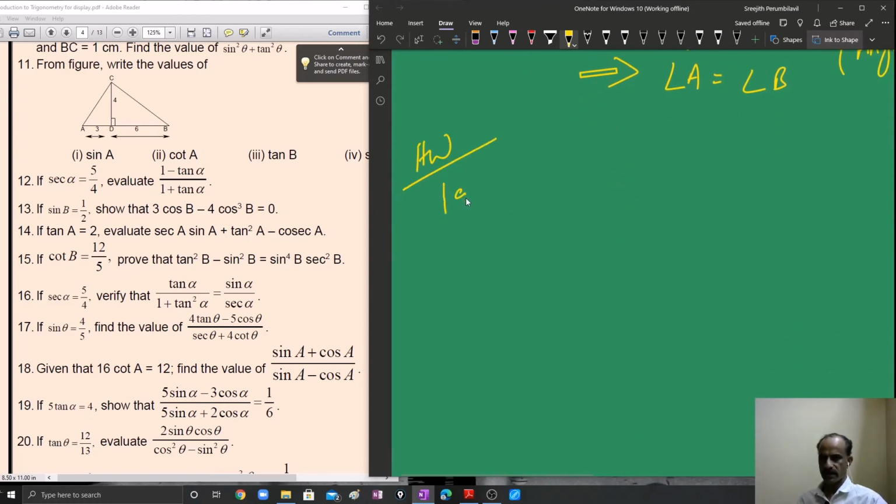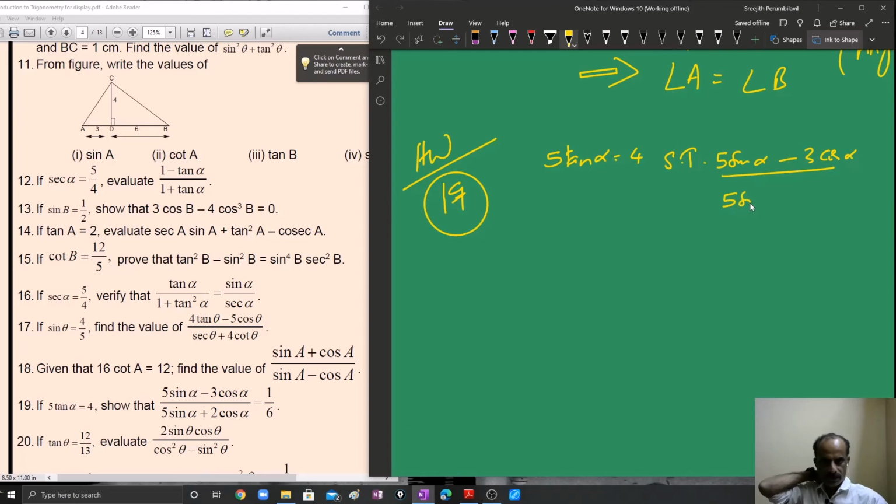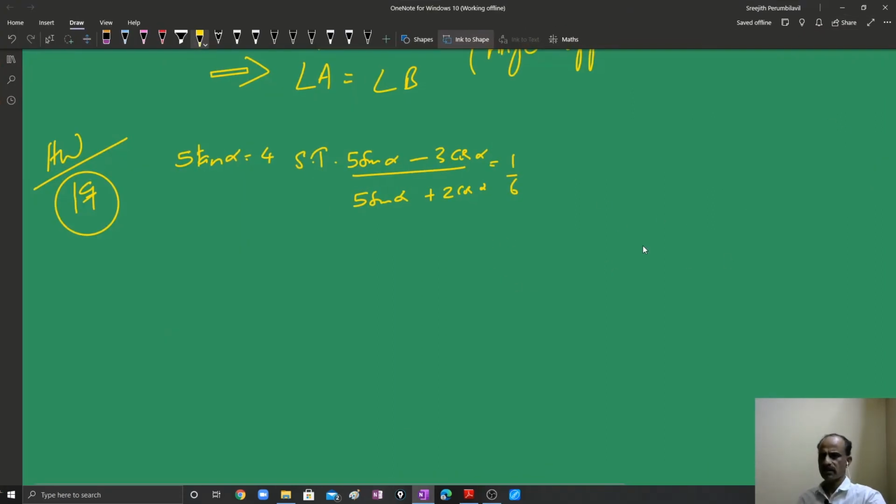Question number 19. Given 5 tan alpha is equal to 4, show that (5 sin alpha minus 3 cos alpha) divided by (5 sin alpha plus 2 cos alpha) is equal to 1 by 6. To be proved as 1 by 6. Nothing new in this. But as usual, what is the usual procedure?